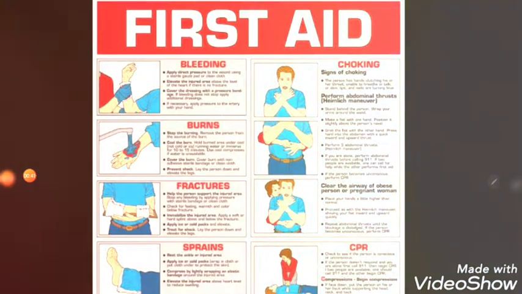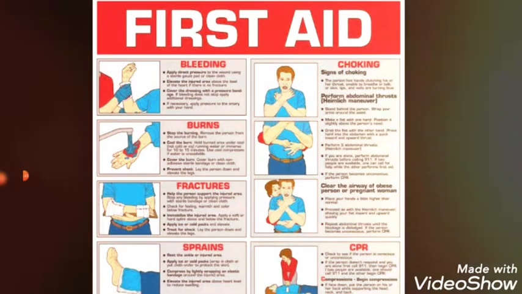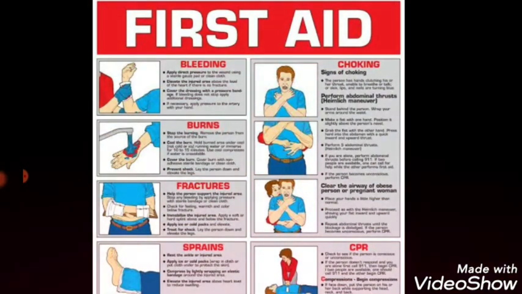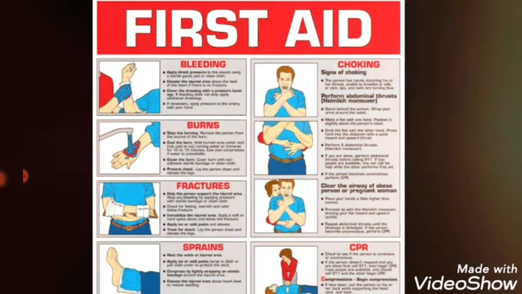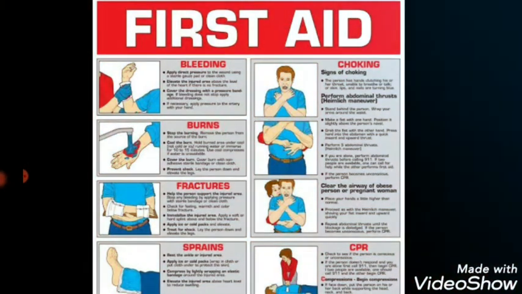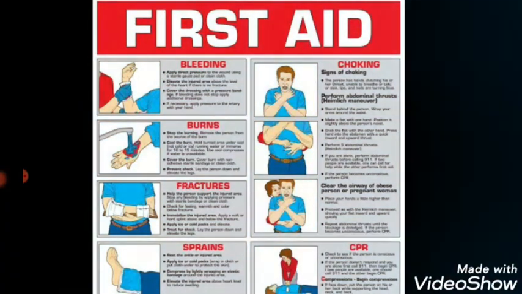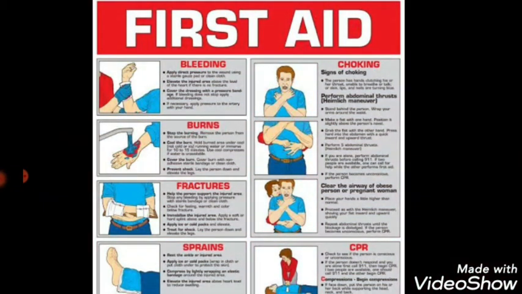We should always keep a first aid box at home, at school, at office, so that it can be used whenever a need arises. A first aid box contains necessary medical items such as antiseptic lotion, antiseptic cream, band-aids, a pair of scissors, cotton, some painkillers, etc.